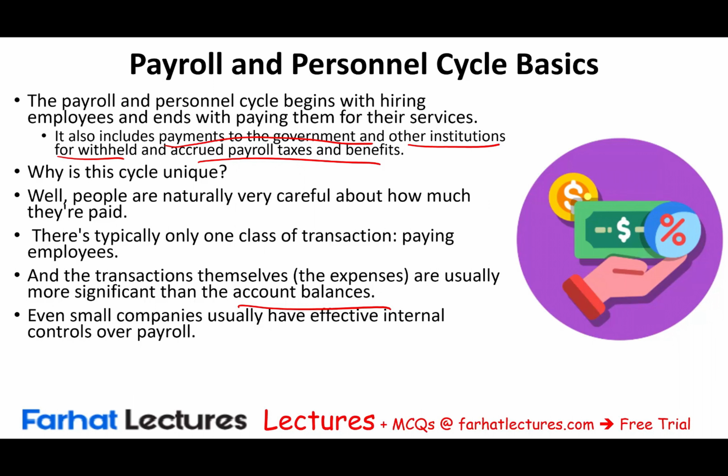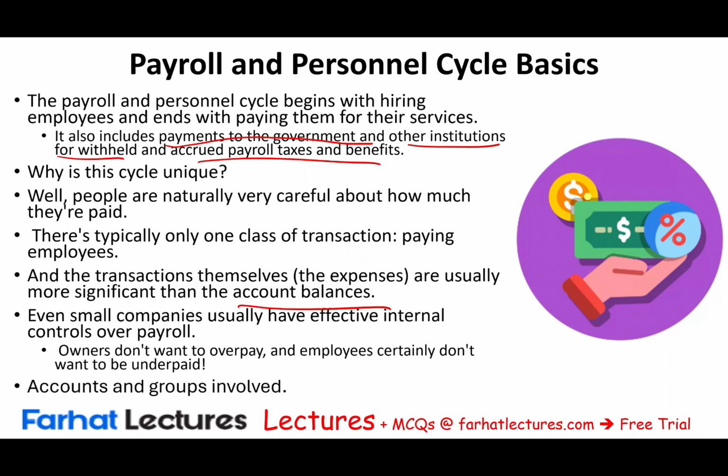Why? Because there are checks and balances here. The people who are getting paid are careful. The people who are paying are also careful. And always the payroll cycle and the payroll payment are processed separately from paying the vendors. It's two separate processes. So owners don't want to overpay. The employees certainly don't want to be underpaid. So in this session specifically, we will focus on the accounts involved, specifically the basic accounting of it. You have to understand the basic accounting. Then we will look at the various groups and individuals who are involved in this process. Let's go ahead and get started.